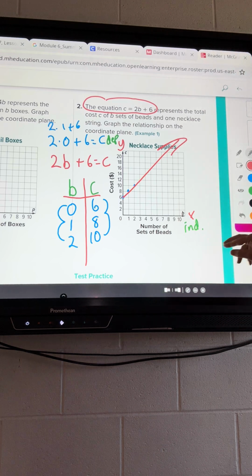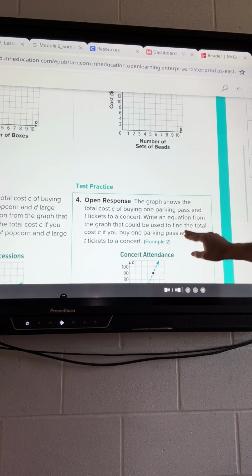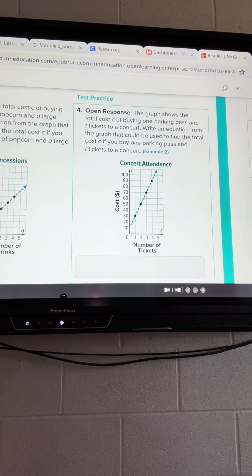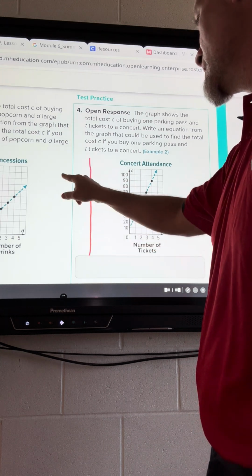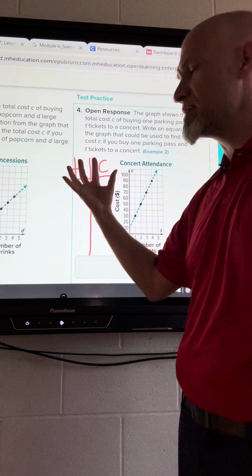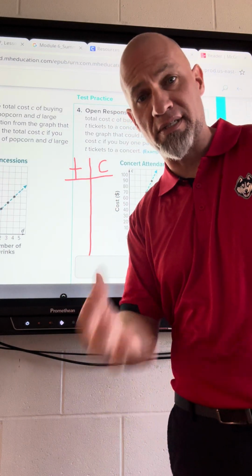Okay? I'll help you a little bit with number 4. The graph shows the total cost C of buying one parking pass and tickets to a concert. Write an equation from the graph that could be used to find the total cost C if you buy one parking pass and T tickets to a concert. So this is, again, a two-step because you have the tickets to the concert and then you have a one-time parking fee. So you're going to have the tickets and then the total cost. You're going to have to add that one-time parking fee to the cost of the tickets to get the total cost.